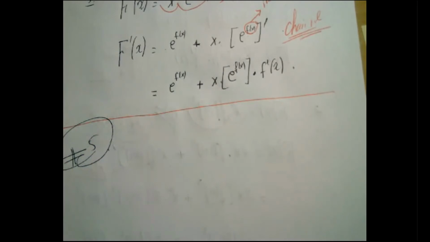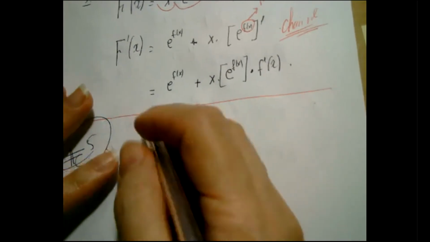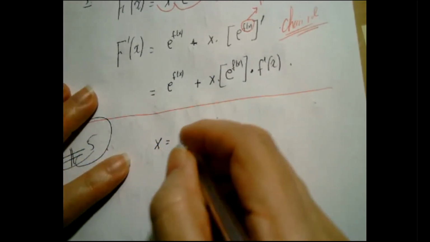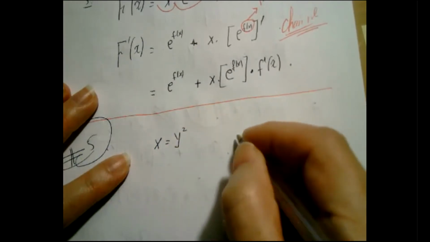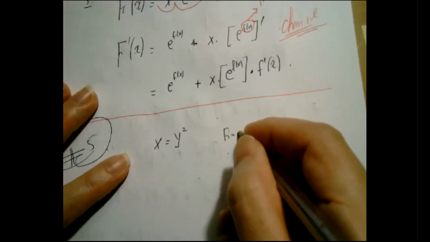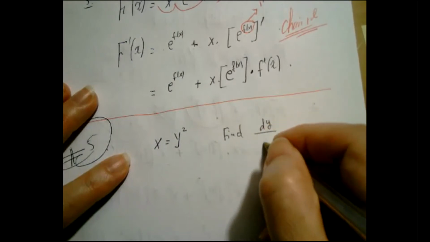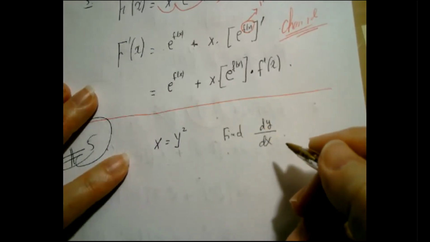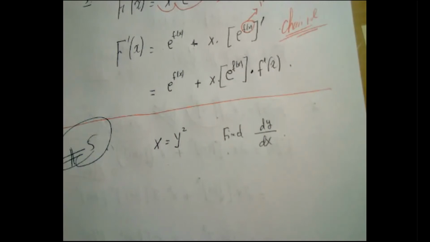And here's the question. Okay, so it's the first basic one. So we have x equals y squared, and the question is find dy/dx, using the idea of implicit differentiation.